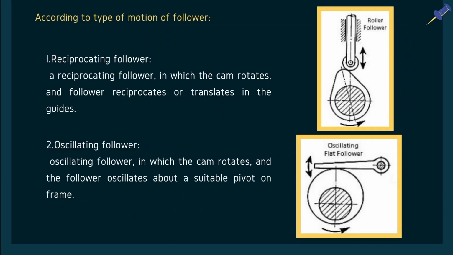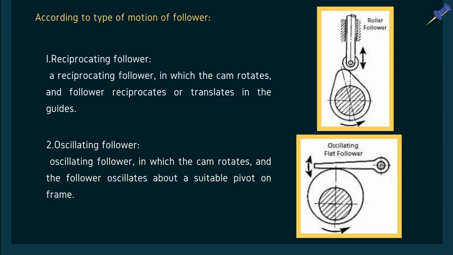Next type of follower is according to motion. We have two kinds of follower, which is reciprocating follower and other is oscillating follower. Reciprocating follower is same as previous examples we have seen of the four different kinds of follower. They were all reciprocating. That means when cam is rotating, this follower will move in up and down direction. Next we have oscillating follower. In this type of follower, when the cam is rotating, follower will oscillate. That is, it won't be completing one complete revolution.